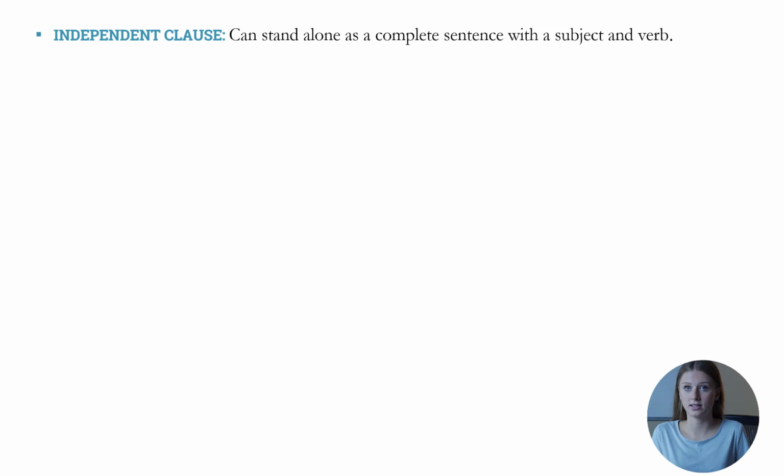Today we're going to go over sentence formulas that could appear on the ACT and SAT grammar and writing section. Before you understand sentence formulas, you need to understand the different clauses in a sentence. First, the independent clause, which can stand alone as a complete sentence with a subject and a verb. It has to have a subject and a verb.